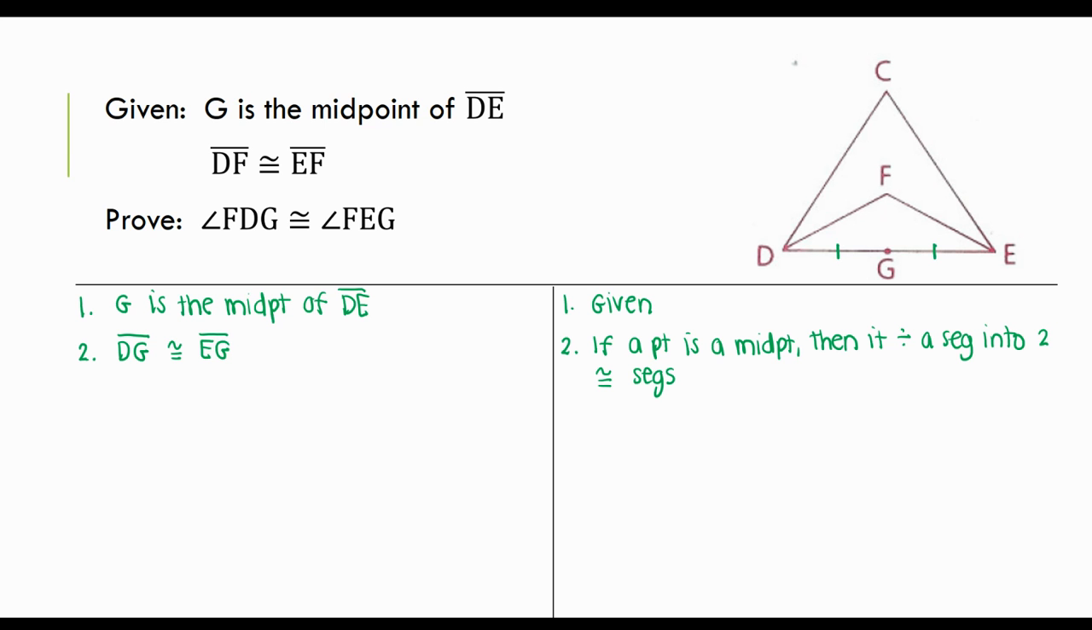So I'm going to mark that in my picture. I'm not going to be able to expand on that any further. So I'm going to move on to my only other given, that the segment DF is congruent to the segment EF.